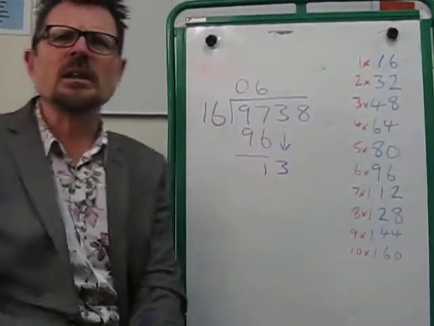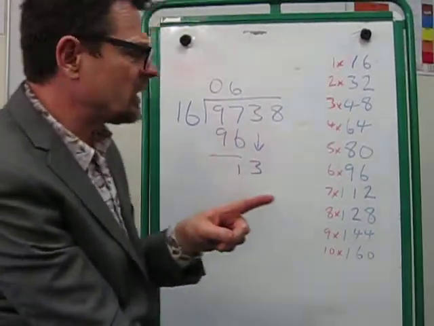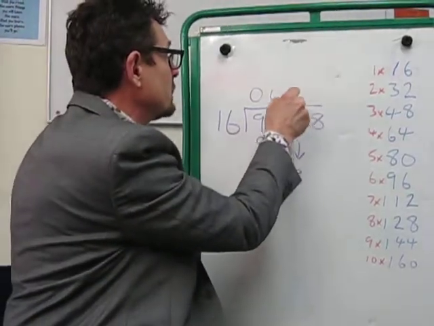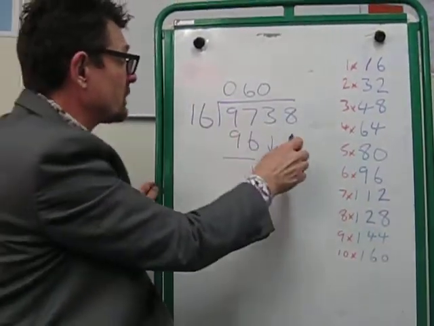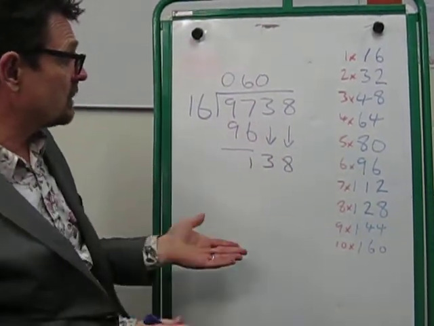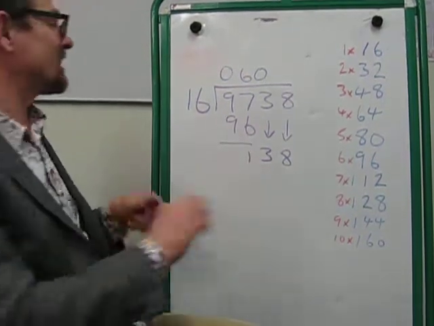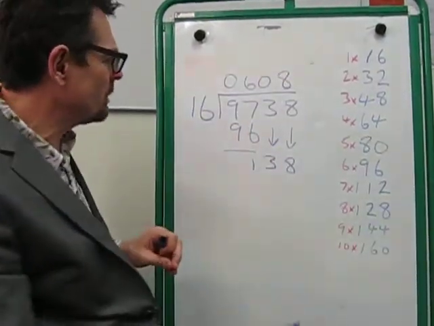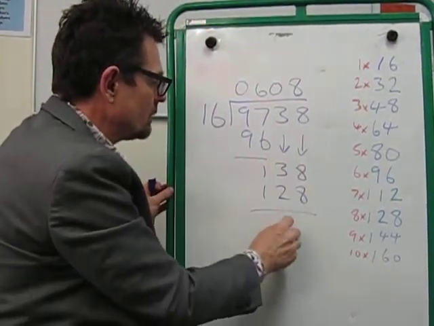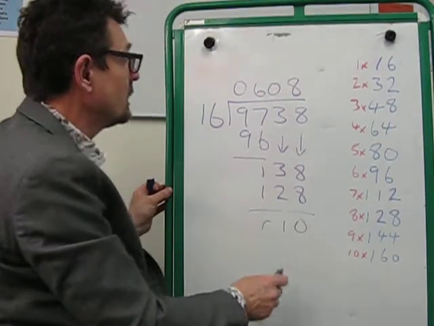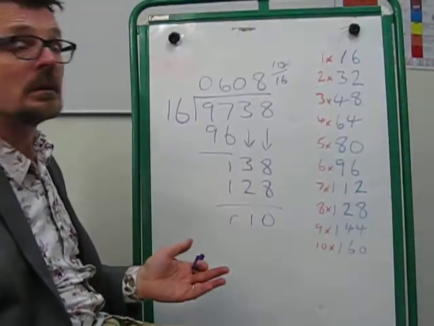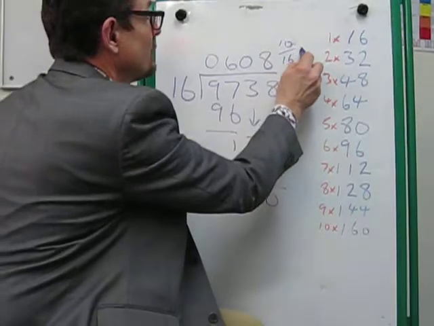How many 16s are in 13? 0. 0, good. So where do we have to put that 0? Up the top, yeah, we'd have to show that still. There's 0 there. And then we can slide down our 8. And we have 138, which is 8 16s. Great, we're a bit slow because it's coming towards the end of half term, isn't it? 8 16s is 128. And we can work out our remainder, which is 10. Fantastic. We could express that as 10 16ths, which we could simplify to 5 eighths.